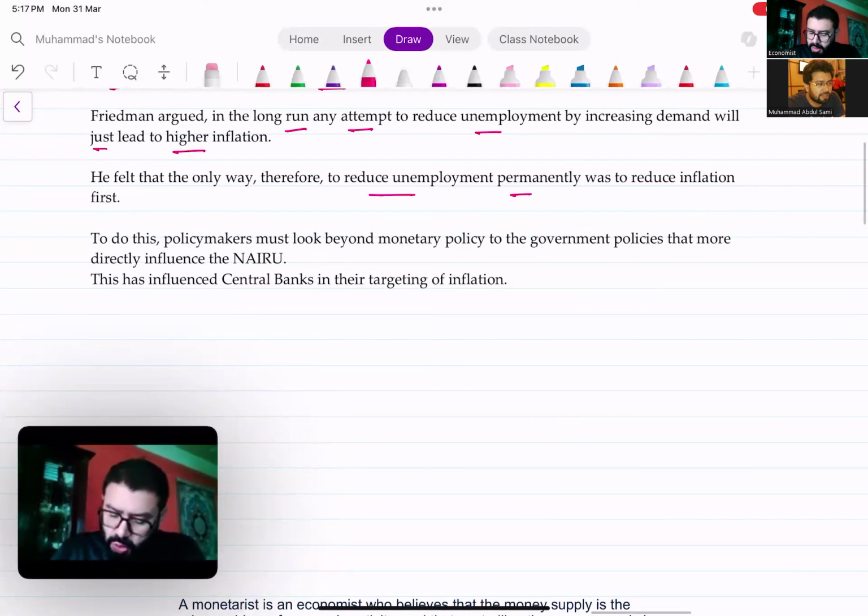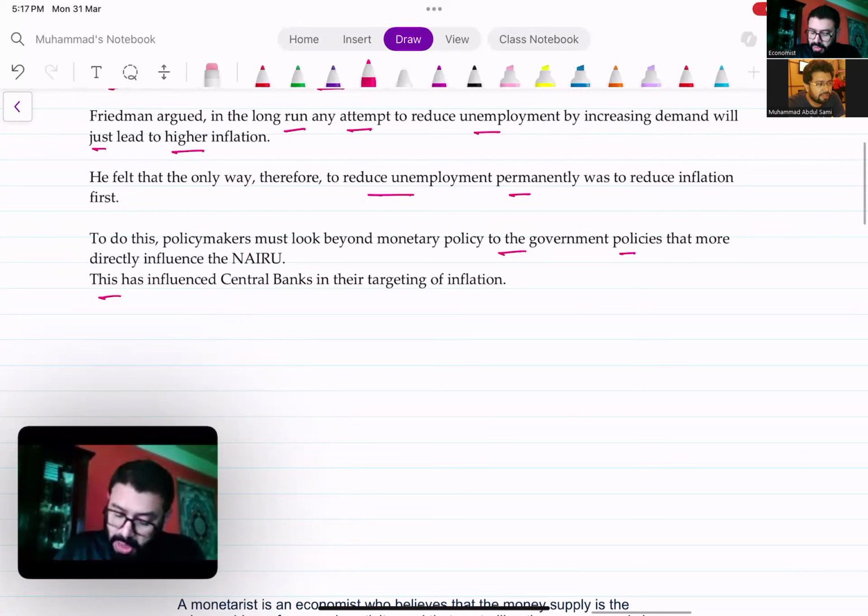To do this, policymakers must look beyond monetary policy to government policies that more directly influence the non-accelerating inflation rate of unemployment. This has influenced the central banks in their targeting of inflation.